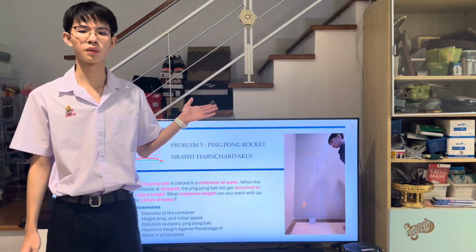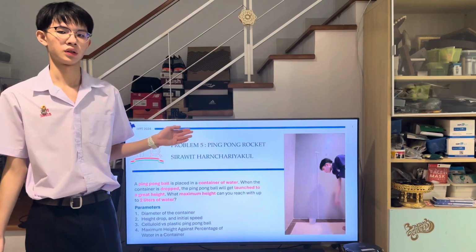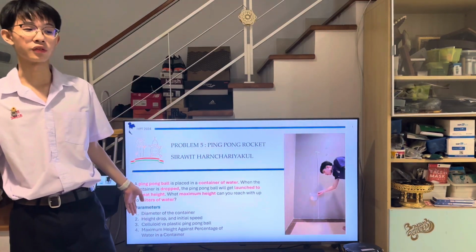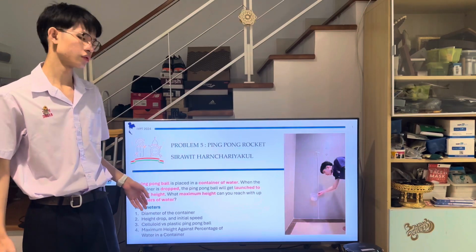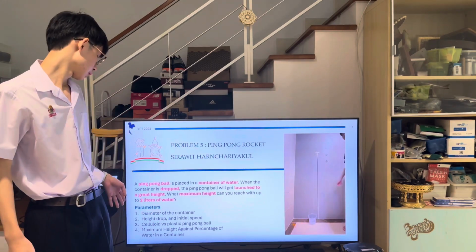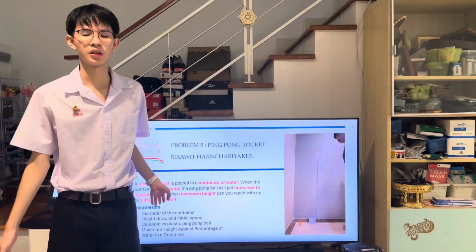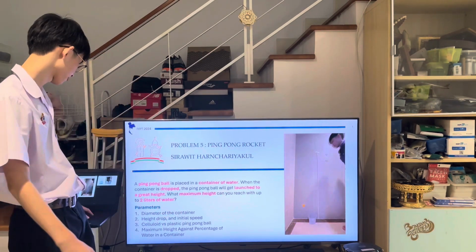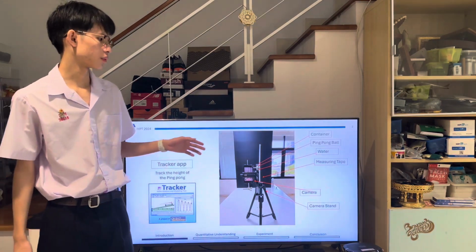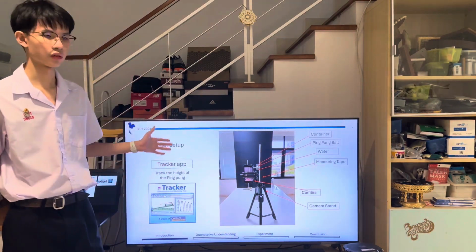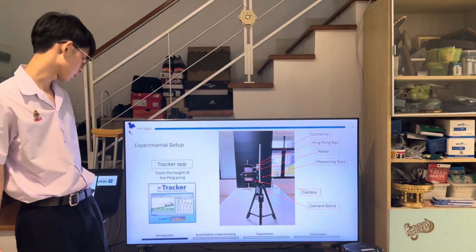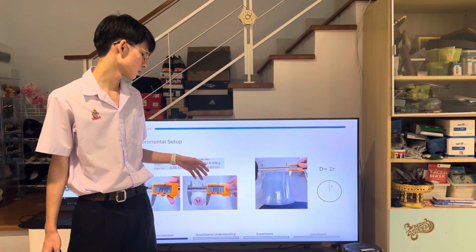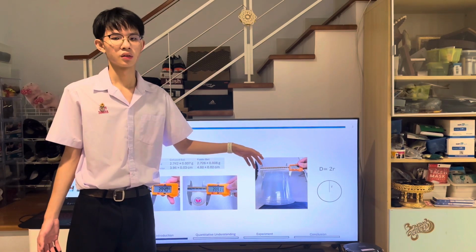I'll be presenting about problem number 5, ping pong rocket. The question is mentioned here, and the parameters are: 1, diameter of the container; 2, height drop and initial speed; 3, celluloid versus plastic ping pong balls; and 4, maximum height against percentage of water in a container. So the setup contains the following and uses the Tracker app to track the height of the ping pong ball, comparing celluloid versus plastic balls physically and the diameter of the container.